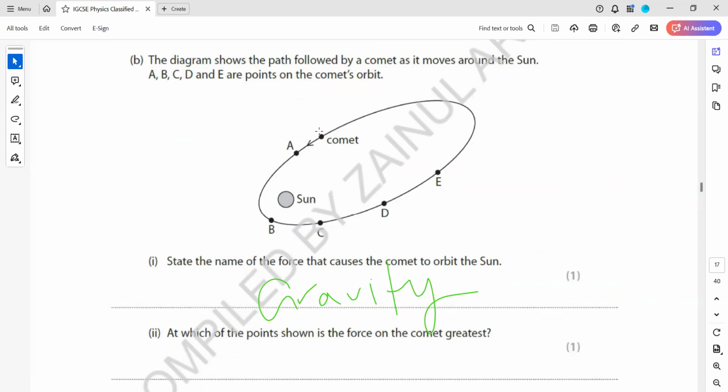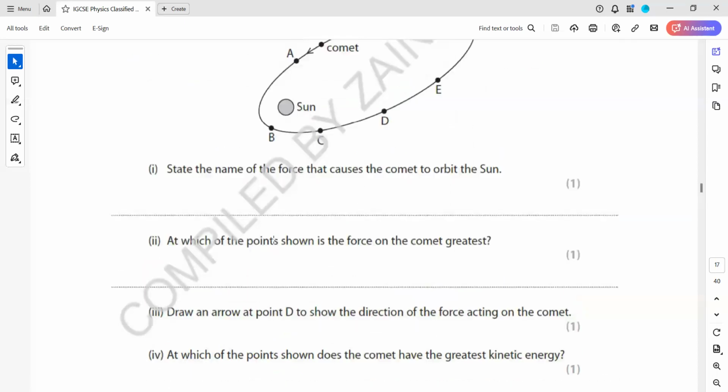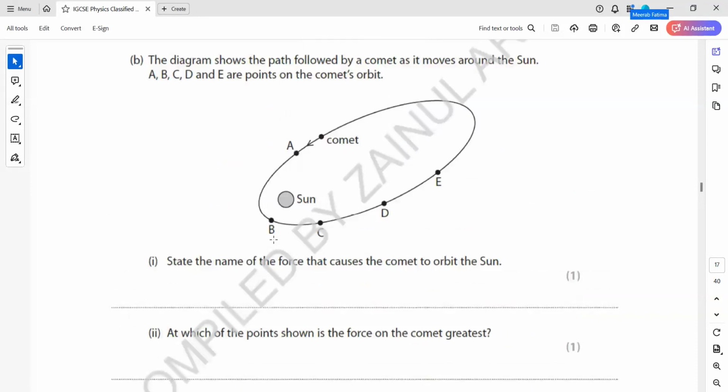At which point shown is the force on the comet greatest? So that is point B because it is closer. Draw an arrow at point D to show the direction of the force. What will be the direction of the arrow? Which direction will the force point?